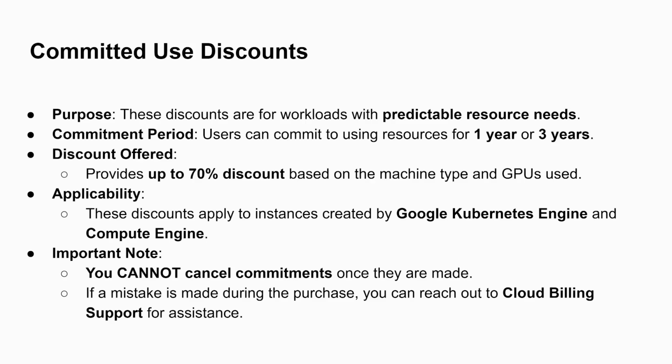If you make a certain error during the commitment process, you have the option to contact Cloud Billing support for help. This discount is especially available for the resources created in Google Kubernetes Engine and Compute Engine, making it a great deal for businesses which depend on the Google Cloud platform. So this is all about committed use discounts.